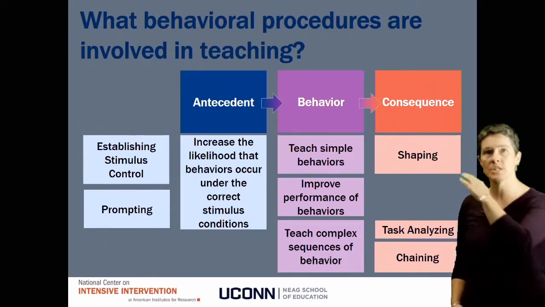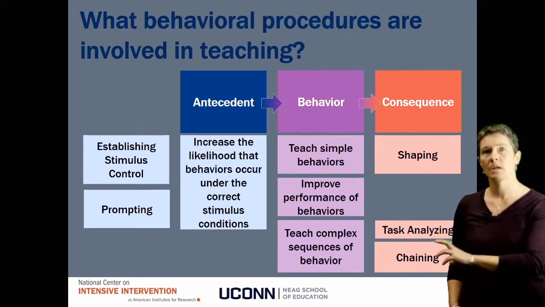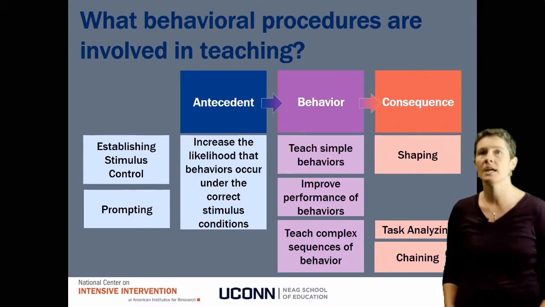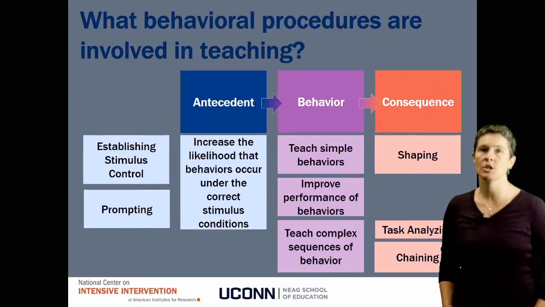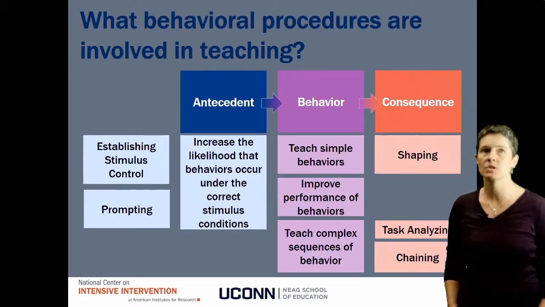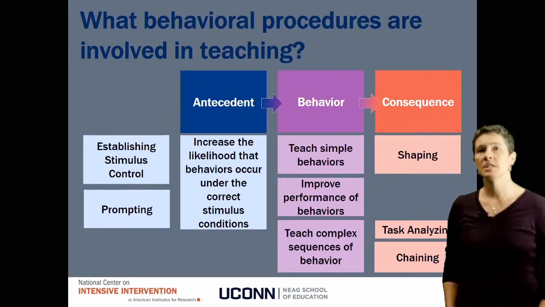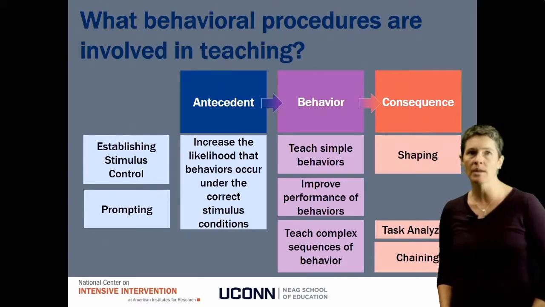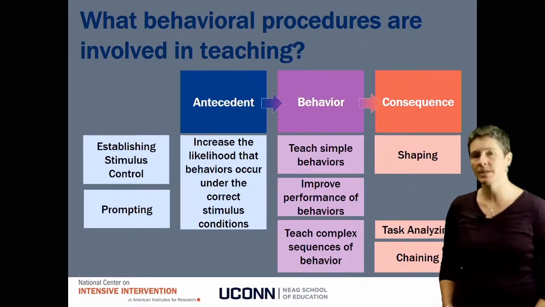When we're trying to think about teaching simple behaviors or improving the performance of behaviors, we might use shaping. When we're thinking about teaching complex behaviors, we're going to use task analysis and chaining. And when we want to think about helping a student select when to use a particular behavior, we're going to use a procedure called stimulus control, or establishing stimulus control. And then prompting is an additional strategy that we can add to the environment to make it more likely that a student's going to engage in the appropriate behavior, make it more likely that they're able to receive reinforcement. So those are all of the different procedures that we talked about.